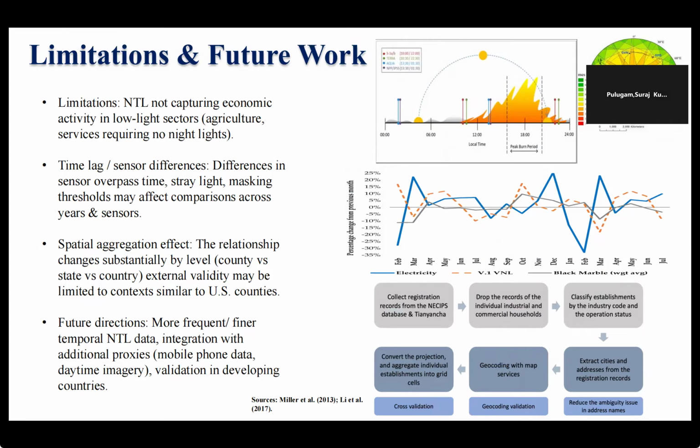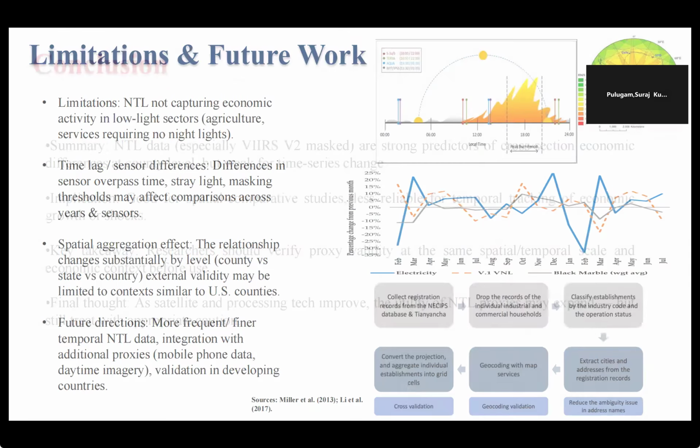Further research could integrate other data sources like mobile phone activity, daytime imagery, or higher frequency satellite data to improve accuracy. And as you can see, the orbit diagram shows VIIRS overpass times, explaining how satellite timing affects measurements. The data flow chart depicts the integration of new data sources for future analysis. These diagrams highlight why sensor timing and calibration matter and how future datasets could fill the existing gaps.